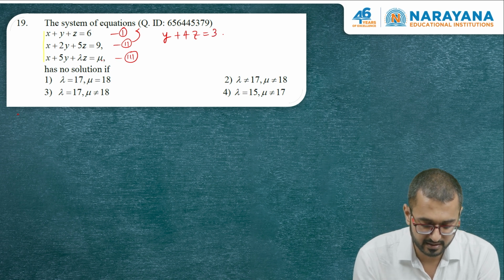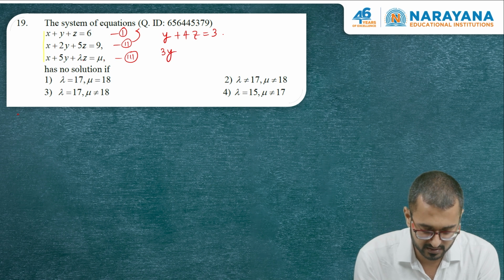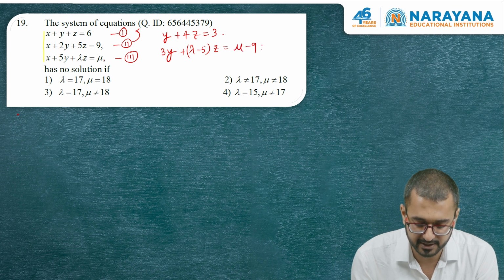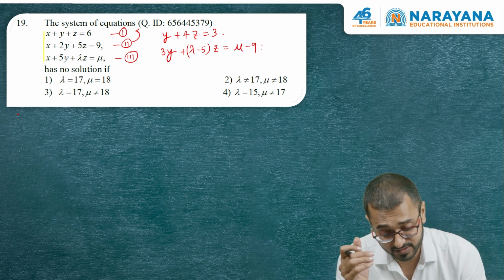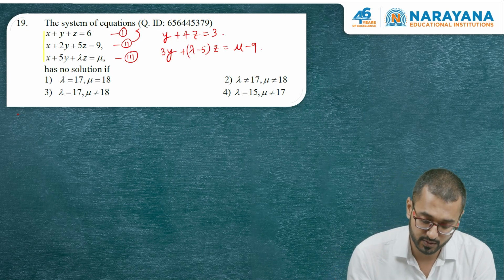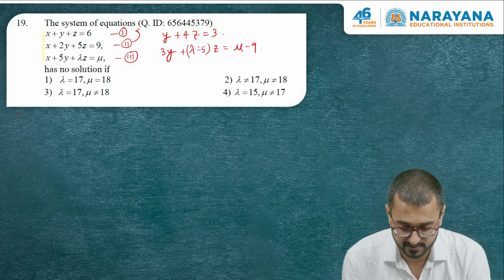And from this I can subtract to get 3y, 5 minus 2 is 3y, and then plus lambda minus 5 into z is equal to mu minus 9. Now they are saying that this has got no solution. So this has got no solution, that means these two are basically going to be lines only, now no longer planes.